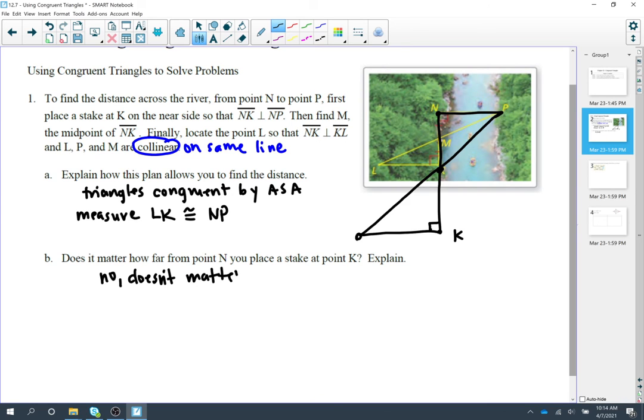And the reason it doesn't matter is because you're finding the midpoint and you're making sure that the angles are perpendicular. So as long as you find the midpoint here at M, then you're guaranteed that this is going to be congruent to this. And as long as you construct this guy, which is 90 to this guy, you're still going to be working with an angle side angle congruence theorem, no matter how far down you put K. So it doesn't matter.